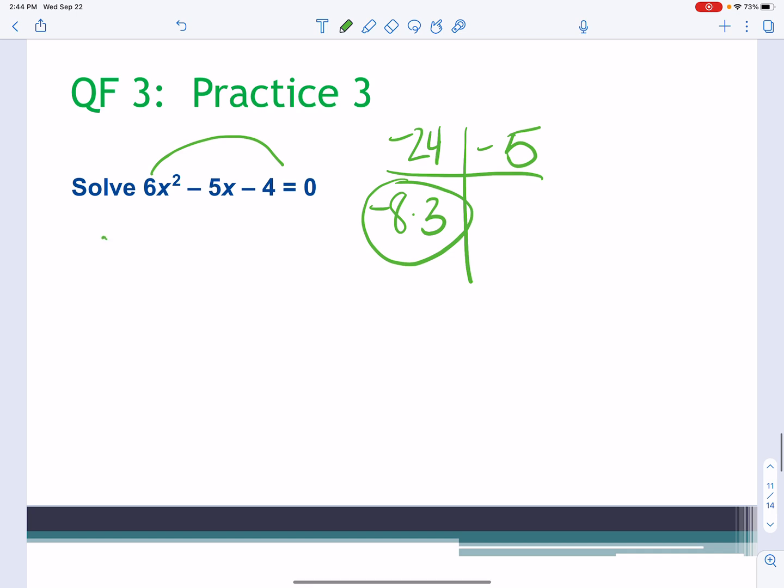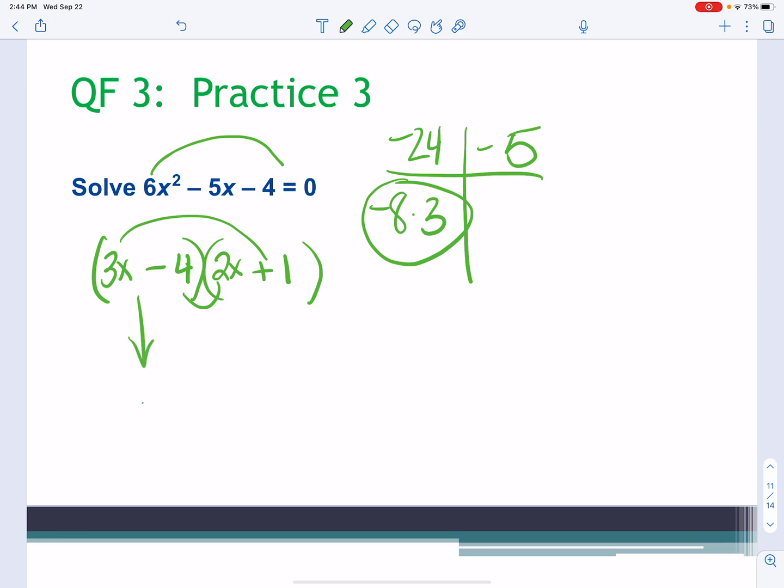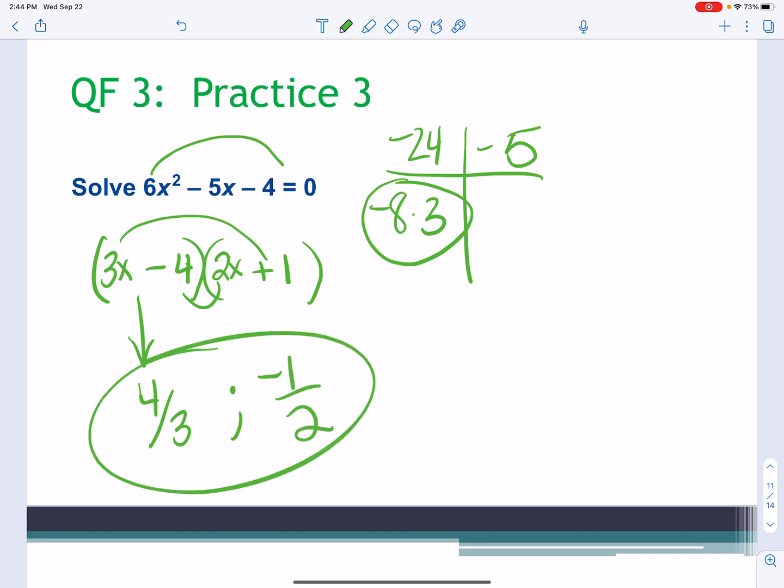Okay, I'm going to do this one by guess and check. So I know I need a 6. I have a 6 and a 4, and I need an 8 and a 3. Well, if I need a 3, then the 6 must be a 3x and a 2x. And if I need an 8, then the 4 must go here and the 1 goes here, because then there's my 3 and there's my 8. I need the 8 negative and this positive. So that means this answer would be add the 4, divide by 3. And this answer would be subtract the 1, divide by 2. And so those are my two roots.